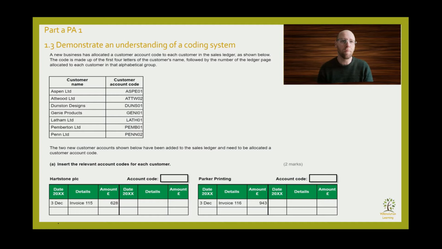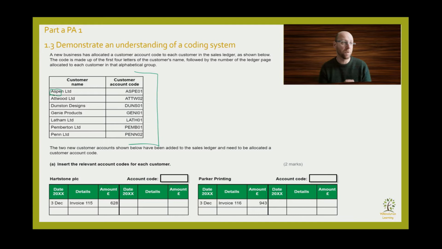It says a new business has allocated a customer account code to each customer in the sales ledger as shown below. And that's this list here. The code is made up of the first 4 letters of a customer's name, followed by the number of the ledger page allocated to each customer in the alphabetical group.